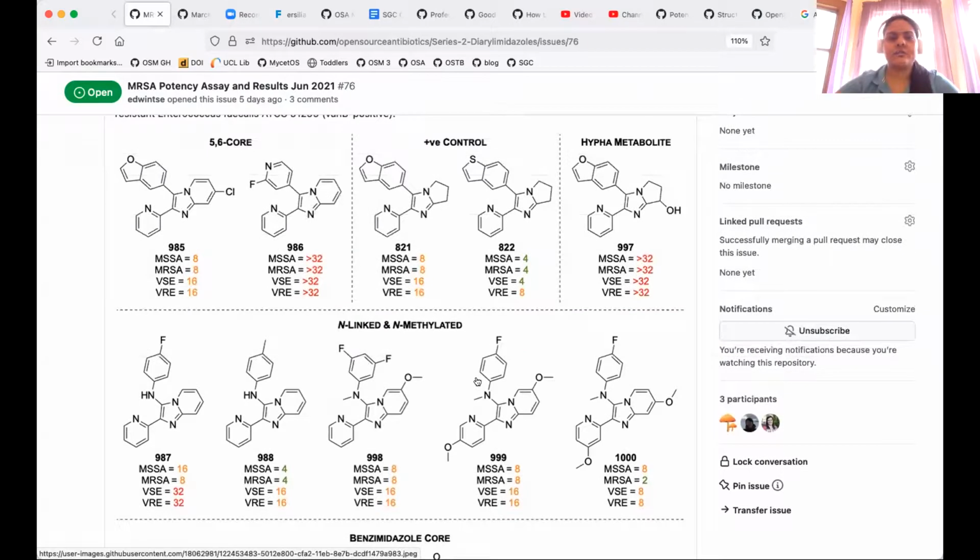I have one question. The positive control has five core. So can we do only the 5-member ring rather than the 5, 6 core? We just get rid of the 5, 6 ring to only the 5 core. Just remove the cyclization at that position. Remove the whole ring. Yes.